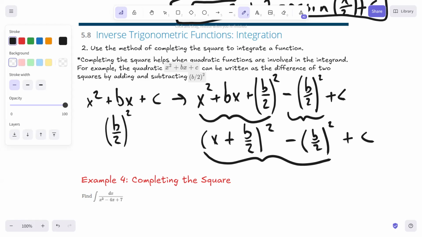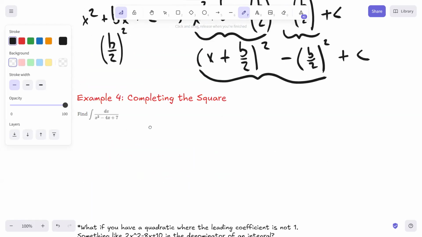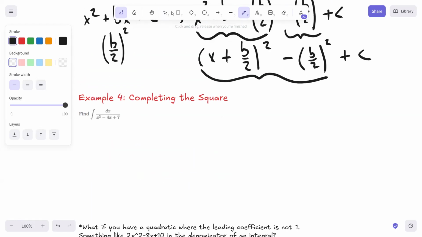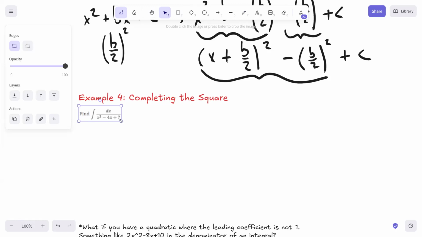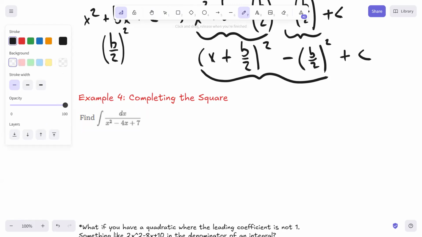Okay, so that's kind of theoretical without any numbers. So let's actually look at an example. Let me make this a little bit bigger here. If we want to find the integral of dx over x squared minus 4x plus 7, the first thing we're going to do is take the denominator and complete the square on it.